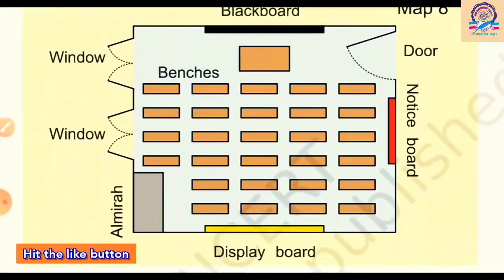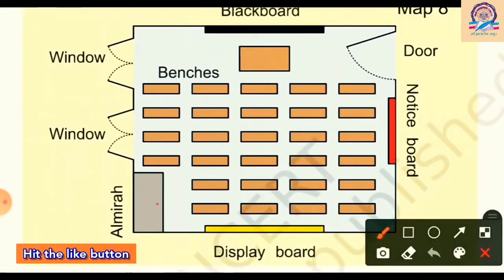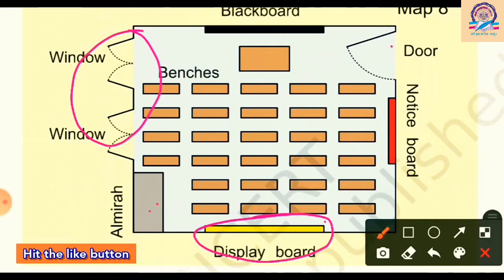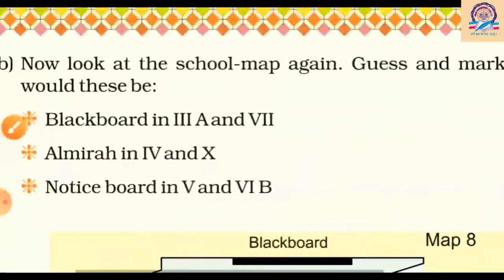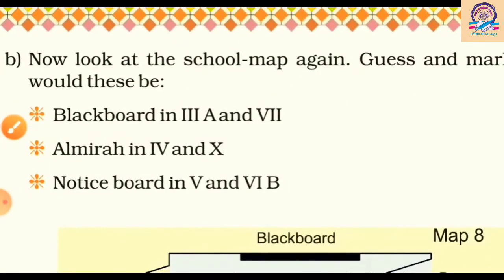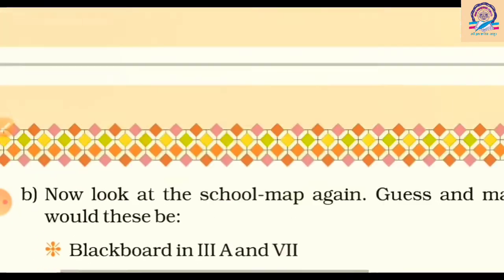Okay, so as you can see, the almirah is nearer or adjacent to the windows. Next to the windows and next to the display board. Remember this. Or we can say that it is exactly across from the door, diagonally across from the door. Okay, so let's locate where the almirah is in class 6 and class 10.